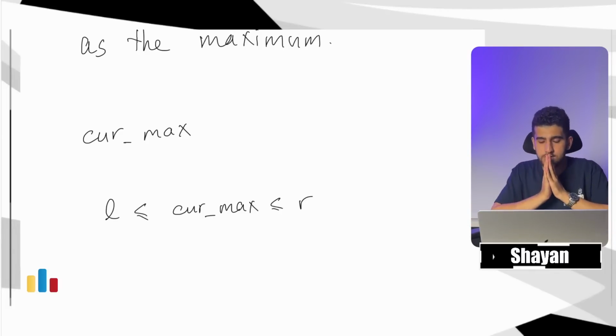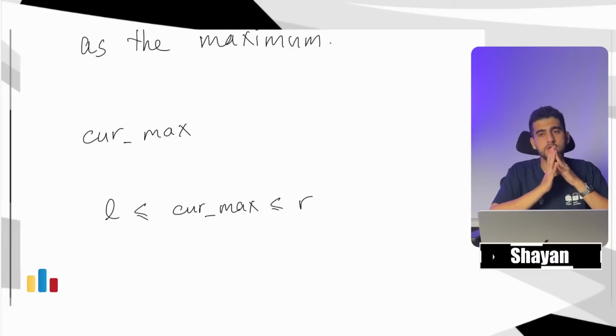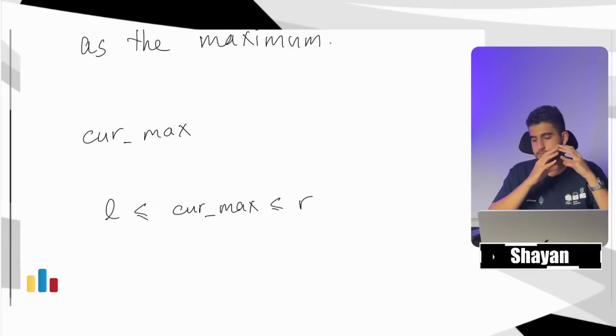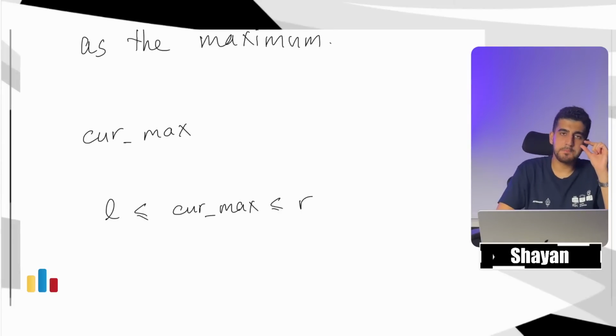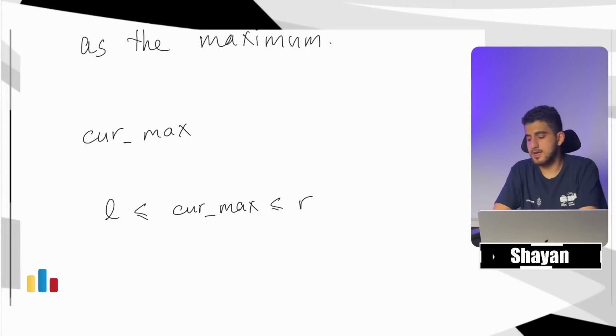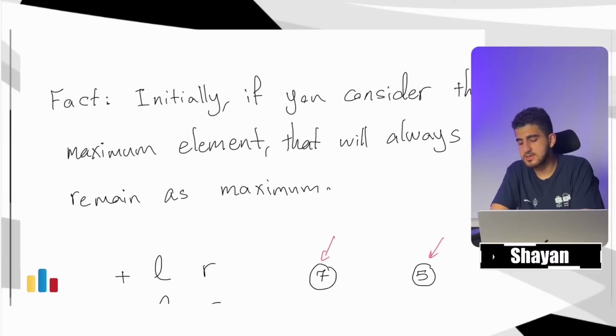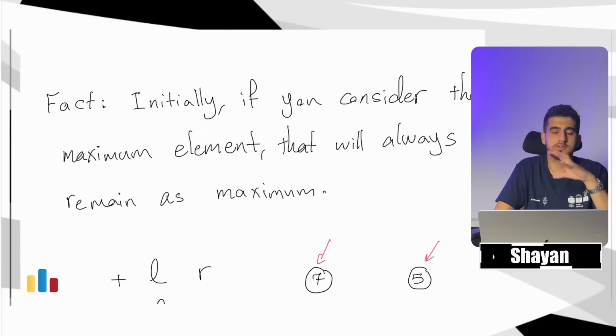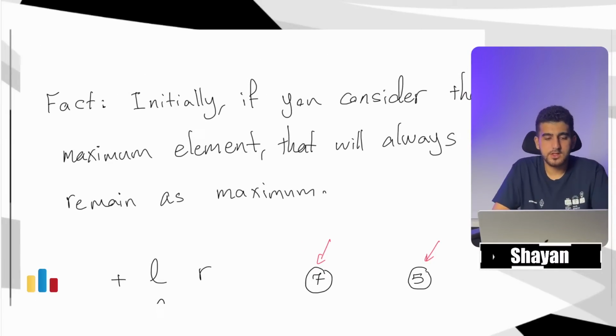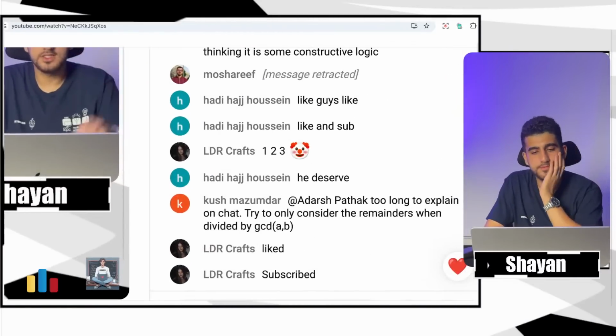So the point is that by doing this operation on just the maximum, we always have the maximum. And by using this fact, as I said, the problem is easily solved. Is it clear?